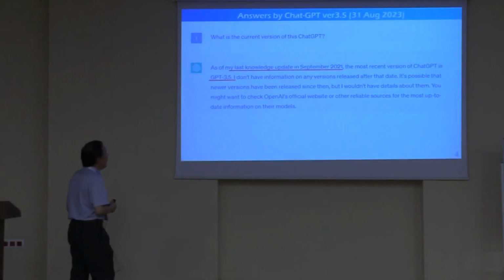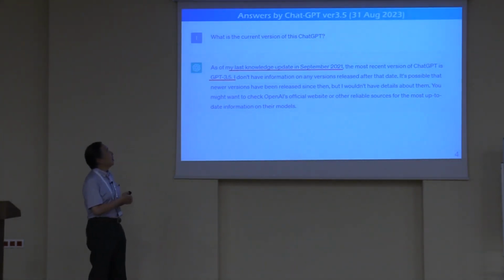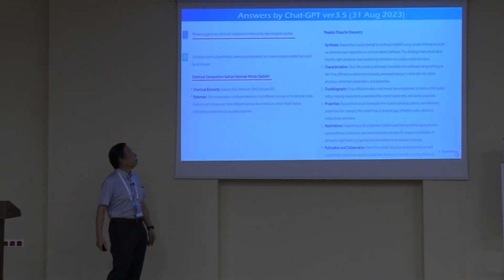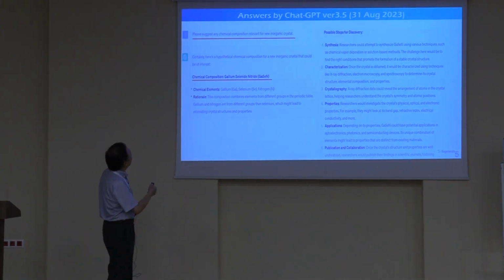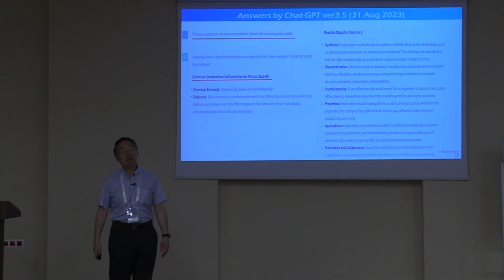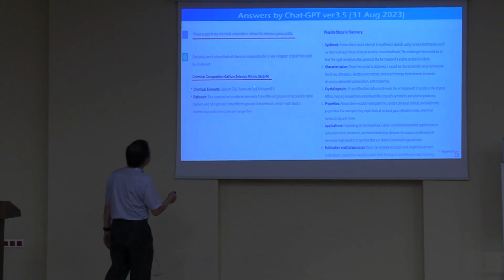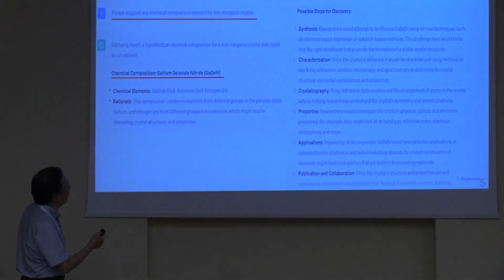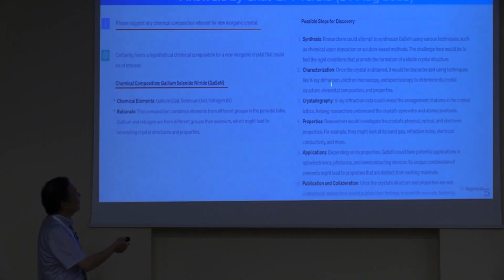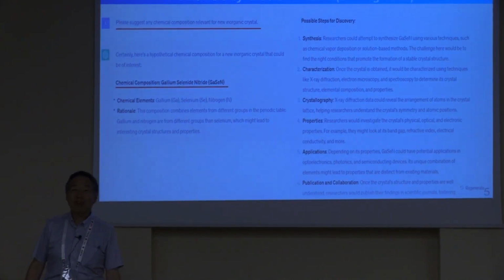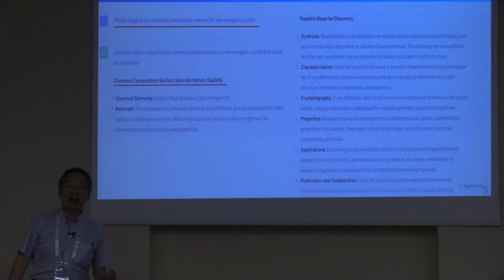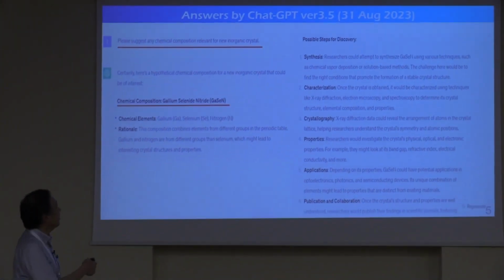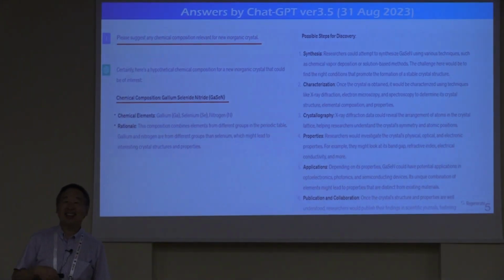I will show some examples. I asked ChatGPT, what is the current version of ChatGPT? This is a very simple answer. ChatGPT is 3.5. And I asked again, please suggest any chemical composition relevant for a new inorganic crystal. And the answer was, well, it said some gallium selenium nitride. And it also suggested some synthesis conditions, etc. And well, I was quite uncomfortable as a data scientist. This is something not really realistic.